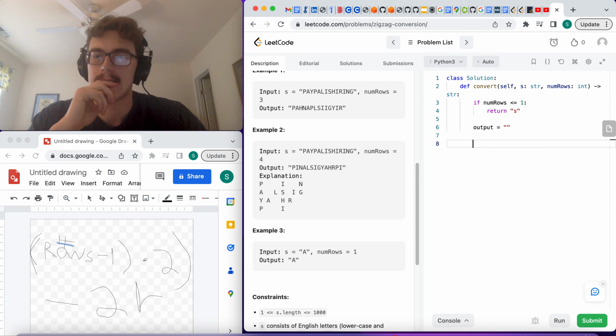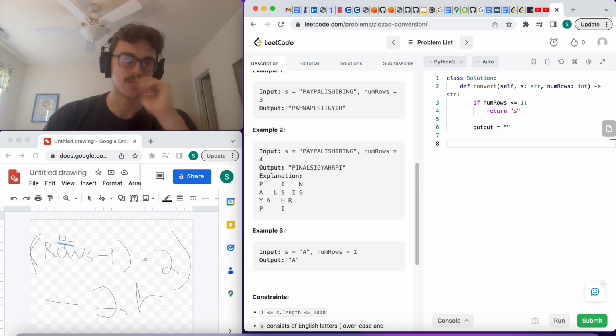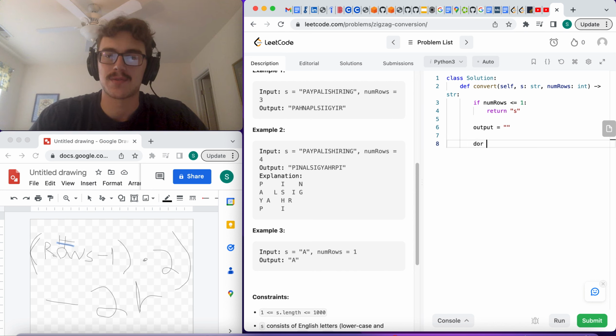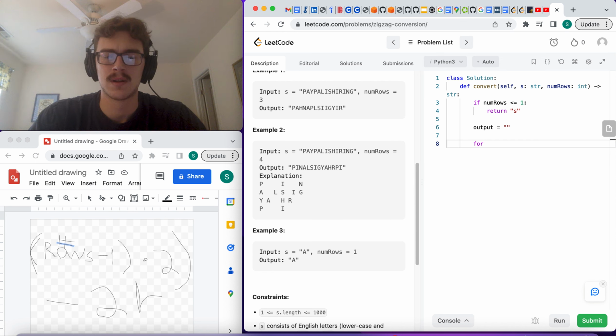So first, we're gonna have to go through, because we're making kind of like a 2D structure, we're gonna have to have 2 loops. So first, we're gonna be going through for R in numRows.